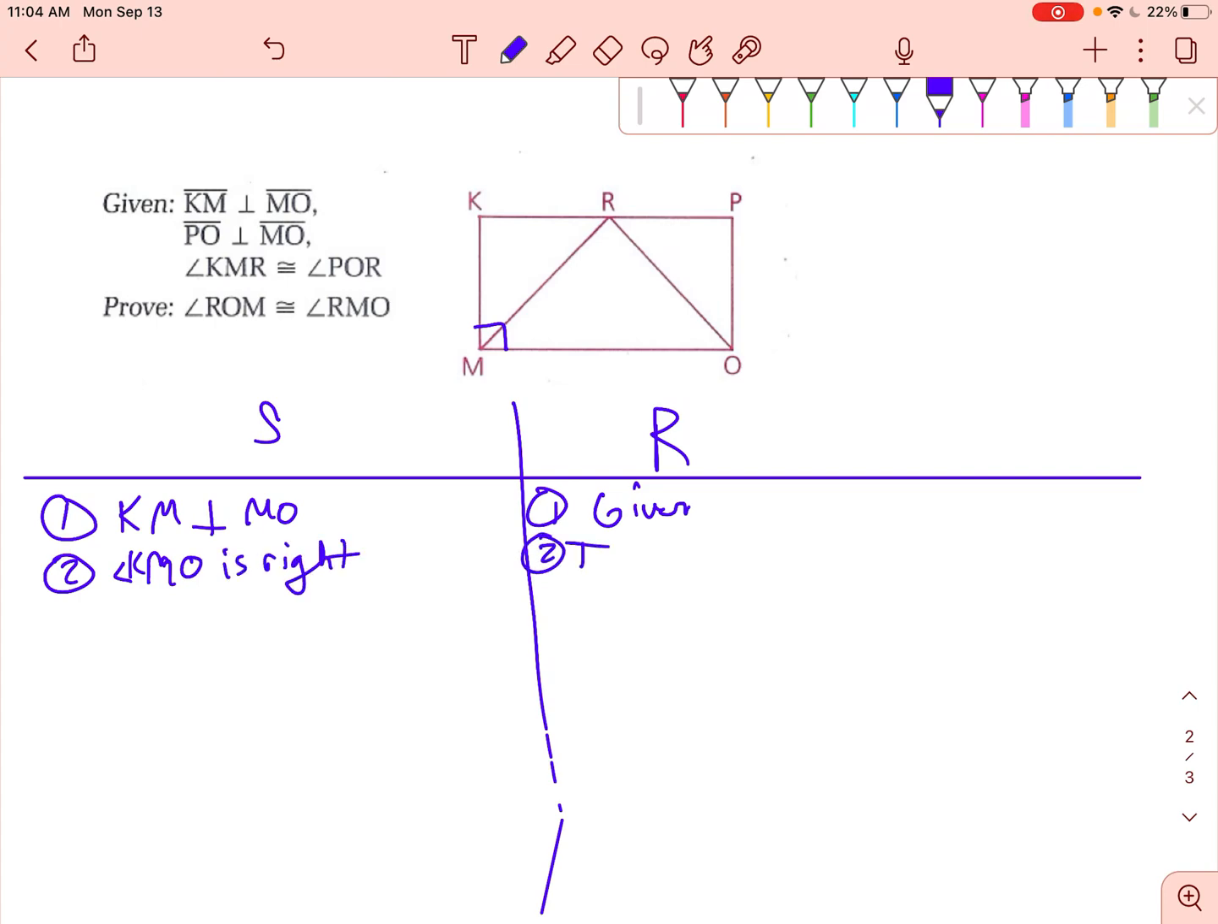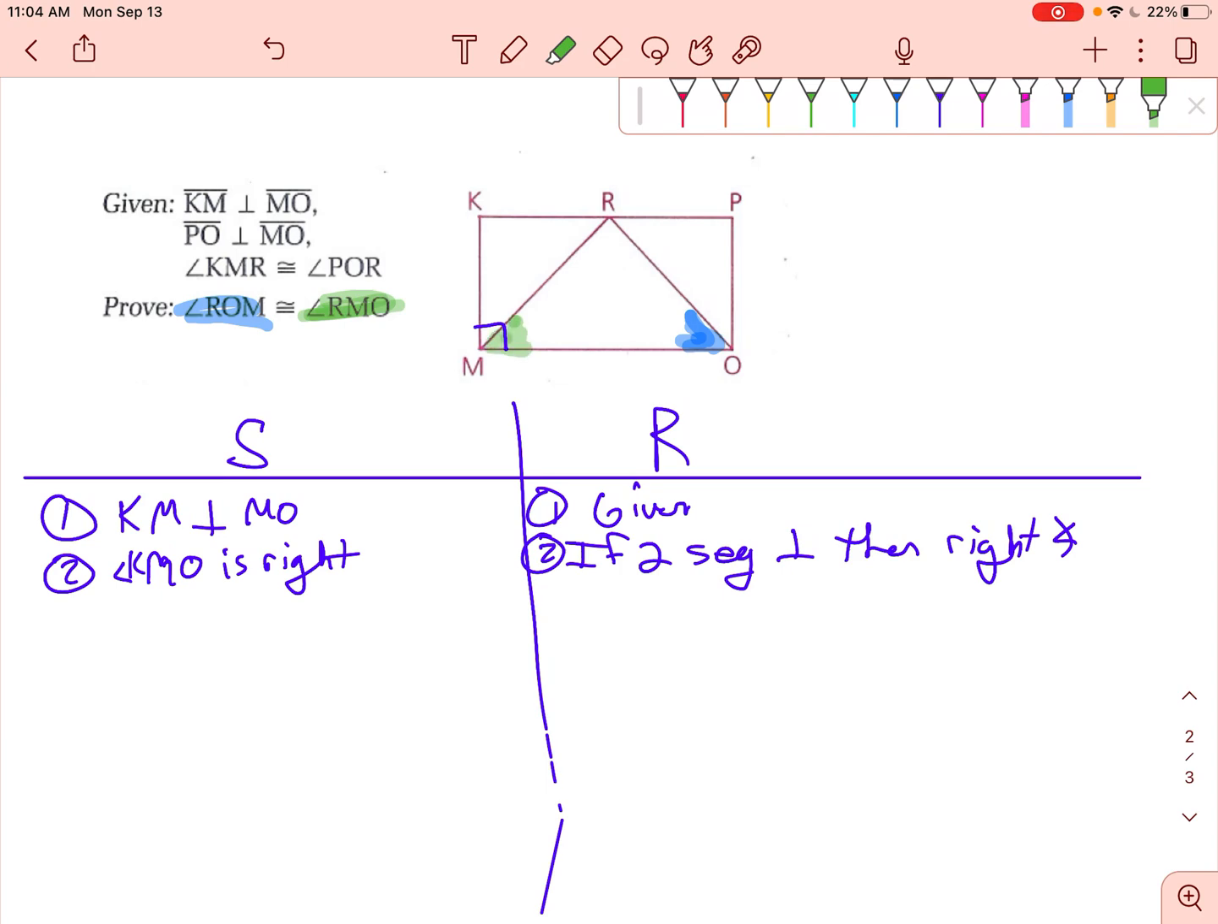My reason is if two segments are perpendicular, then they form a right angle, okay? Even more than that, because I'm looking at what I'm trying to prove. And if you want to highlight these angles, it's such a good idea. This is what I'm trying to prove: that this blue angle right here, ROM, is somehow equal to RMO. So in my proof, I know that I need to find information out about those two blue and green angles.